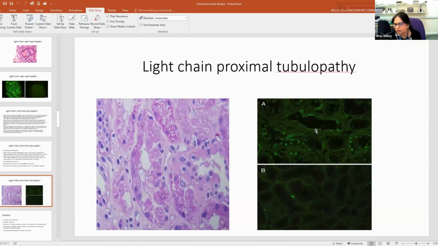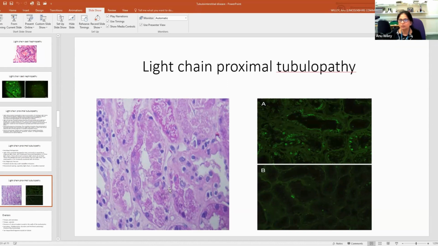And you can see this proximal rimming of the proximal tubular epithelial cells with kappa light chains, and lambda is negative. So based on all this, with the right history, you can make a diagnosis of light chain proximal tubulopathy. It is relatively rarer and sometimes underdiagnosed because you don't think of it, because it's not as obvious as cast nephropathy.